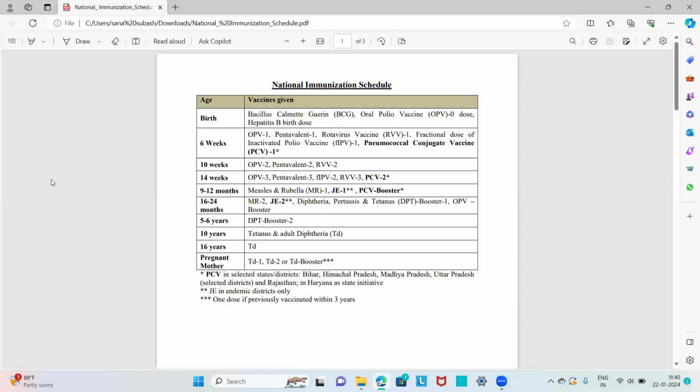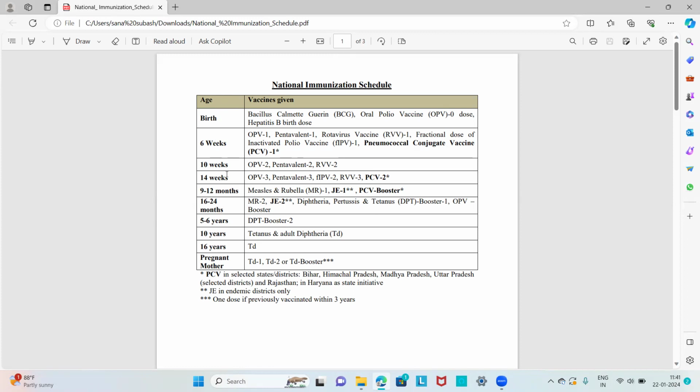Then we have to learn about the national immunization schedule. A lot of the 1 mark answers and a lot of the short answers can be answered by using this national immunization schedule. So at birth, this is the new national immunization schedule, and these are the ages at which we have to give immunization to children. That is at birth, then 6, 10, and 14 weeks, then 9 to 12 months, and 16 to 24 months, then 5 to 6 years, 10 years, 16 years, and also the pregnant mother. So these have to be kept in mind.